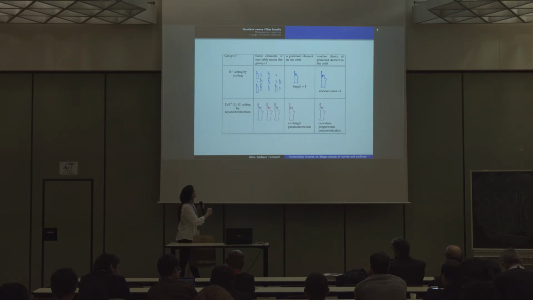For the group of reparametrization, here elements of the orbit are like this. You have different parametrizations of the same shape. In the middle, you have arc length parametrization, for instance. So this is one preferred element in the orbit. But you can also take the curvature proportional parametrization here. This is another section.